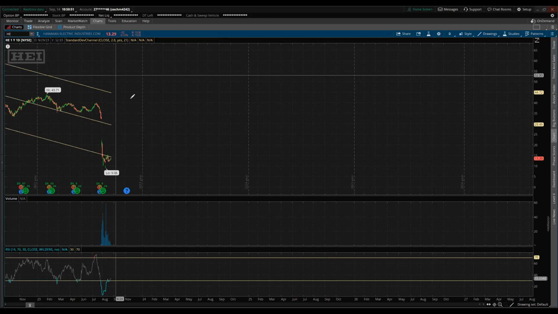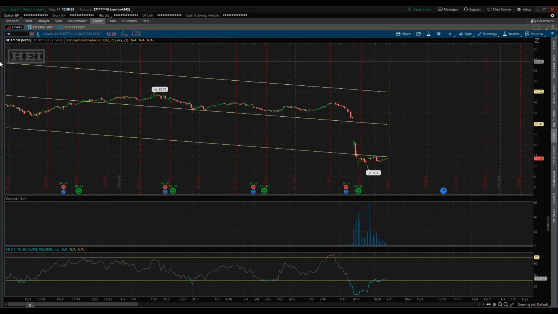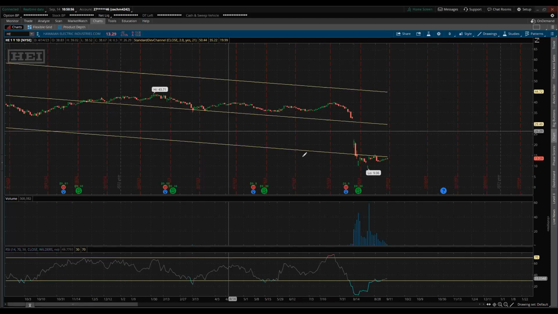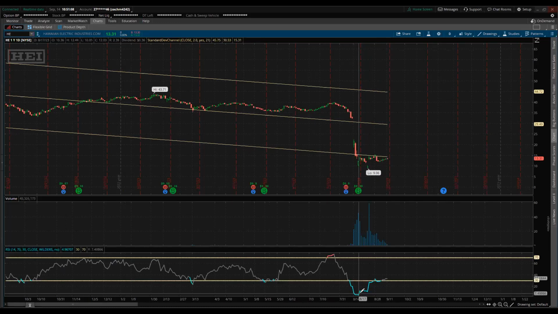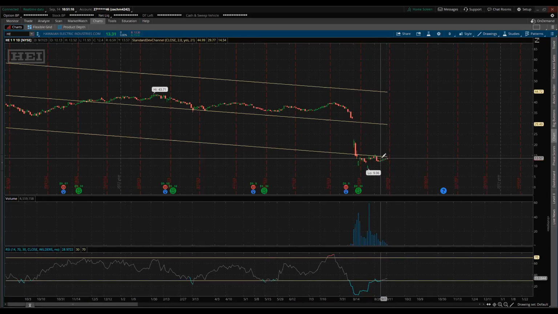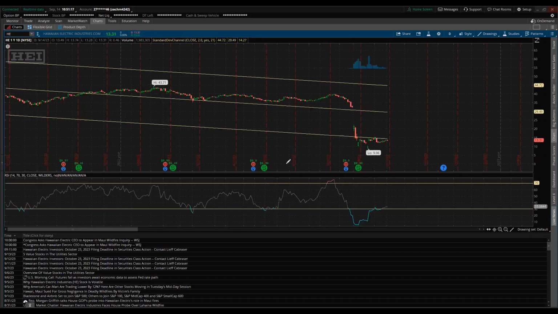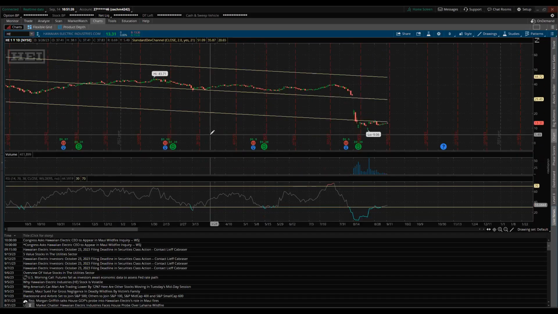Now, here we can see our standard deviation channel, and you can see that it's trading outside of the range. It's trading below the standard deviation channel, and it's very oversold on the RSI. It started to climb back up in terms of relative strength, but the stock hasn't really gone anywhere. Now, Hawaiian Electric had a lot of news associated with it at the time of this recording, due to the fires in Hawaii right now.